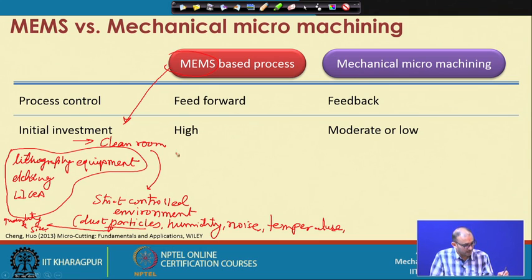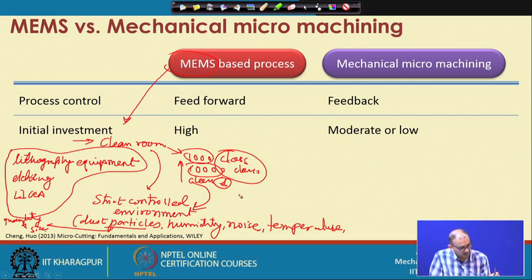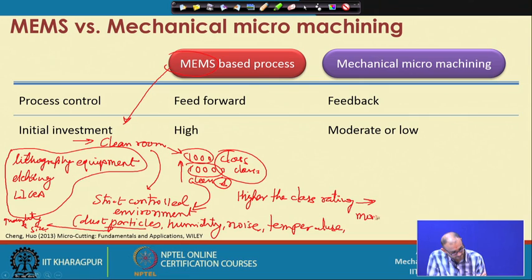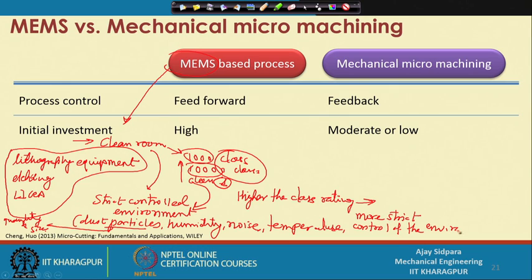So, different clean rooms are rated in terms of the 1000 clean room, then 10,000. It is known as class 1, class 1000, then class 10,000, class 1, like that. So, the higher this rating, the more strict is the control. So, this class control, the higher the class, the more strict the environmental parameters.